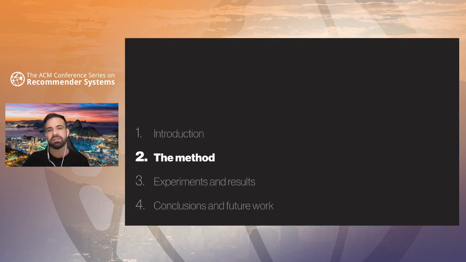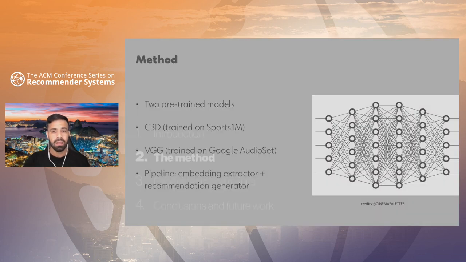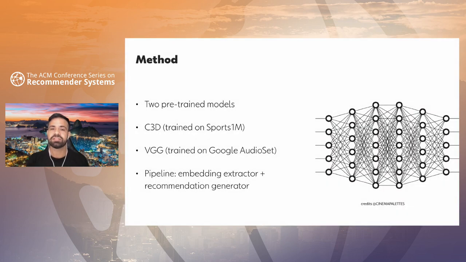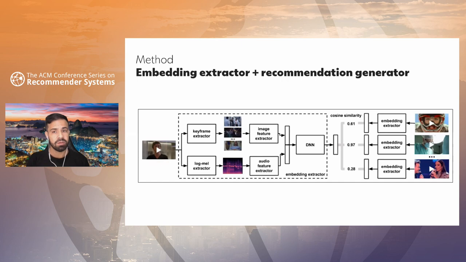Now, talking briefly about our method. To speed up our research, we decided to start using two pre-trained models from previous studies in the literature. As an image feature extractor, we used a C3D model trained on the Sports-1M dataset. As an audio feature extractor, we used a VGG model trained on Google AudioSet. And we proposed the following pipeline, which is composed of a video embedding structure and a recommendation generator.